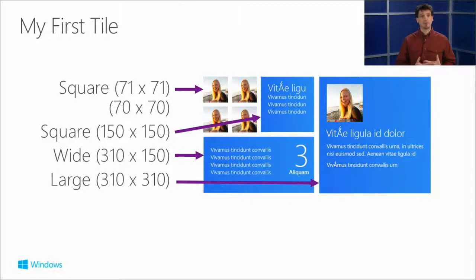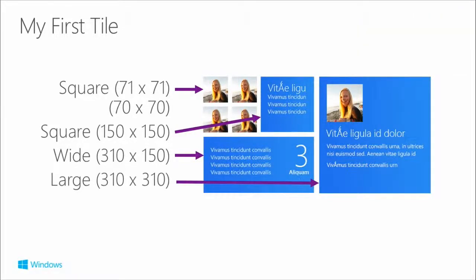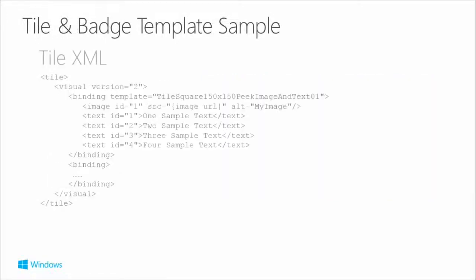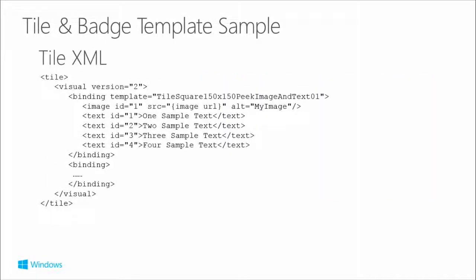The tile sizes are what you see here. The one that's a little bit confusing is the small square one, which is 71 by 71 for Windows Phone, I believe, and then 70 by 70 for Windows. The medium square one is 150 by 150 across both platforms. Wide is 310 by 150 across both platforms. And then large, available only on Windows, is 310 by 310. So the way we create or update a tile is with a tile object, a tile XML object.